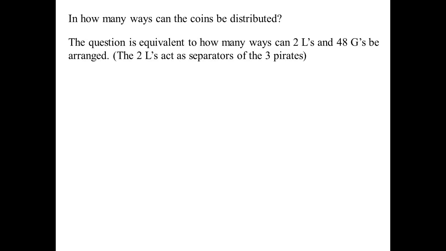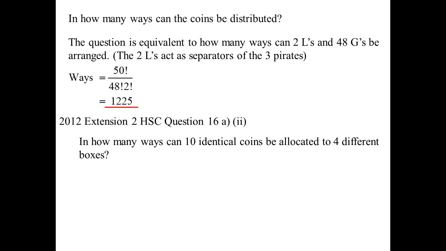Instead of being coins, let's imagine they're letters. And I'm going to arrange 2 L's, the lead coins, and 48 G's, the gold coins. The L's are going to act like the separators between the different treasure chests. So it's like now saying, how many words can you form using 48 G's and 2 L's? Well, we know that problem. We saw it yesterday. 50 factorial, the number of letters we have, divided by 48 factorial for the gold ones, 2 factorial for the lead ones, 1,225.